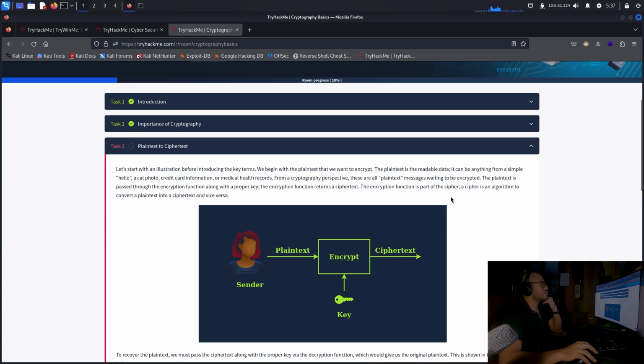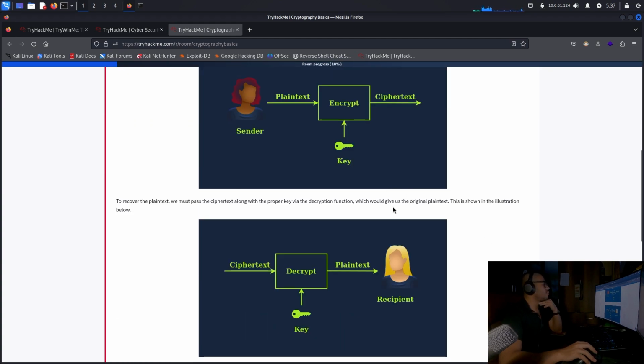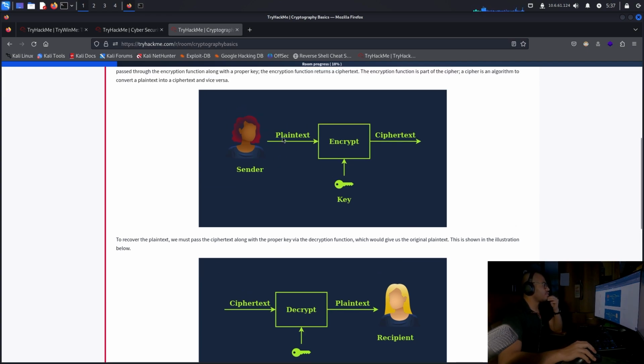The encryption function is part of the cipher. A cipher is an algorithm to convert the plaintext into a ciphertext and vice versa. To recover the plaintext, we must pass the ciphertext along with the proper key. Let's check the graphic first. Sender, plaintext, then you encrypt it with the key, and then you get the ciphertext. To recover the plaintext, we must pass the ciphertext along with the proper key via the decryption function, which would give us the original plaintext.